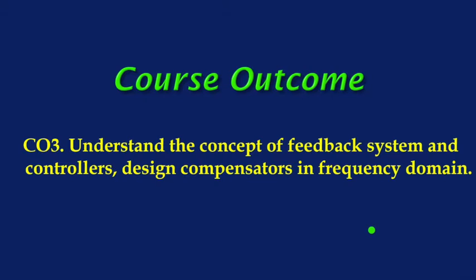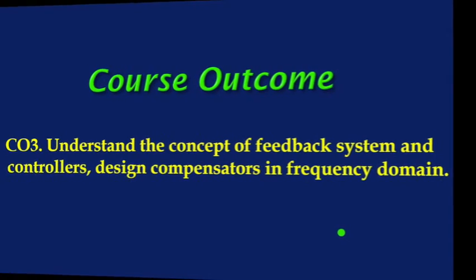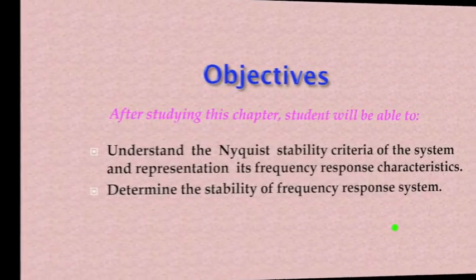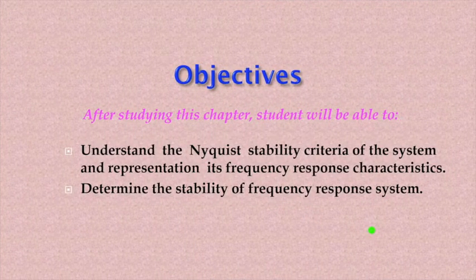Course outcome CO3: understand the concept of feedback system and controllers, design compensators in frequency domain. Objectives: after studying this chapter, the student will be able to understand the Nyquist stability criteria of the system and the representation of its frequency response characteristics, and determine the stability of the frequency response system.